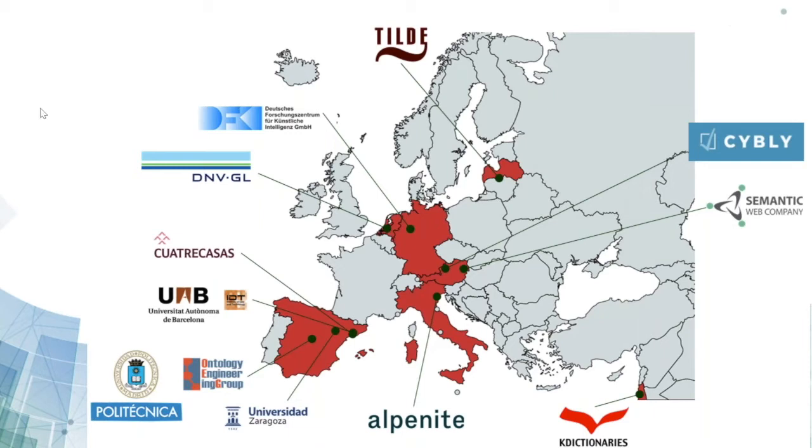Then from the Netherlands, we have in the team the industrial certification company DNV GL. Then the German Research Center for Artificial Intelligence in Berlin. From Latvia, the language technology company Tilde, specialized in machine translation. And then we have two partners from Austria, Cybly, a legal tech company, and Semantic Web Company, provider of semantic technologies. And finally, Engineering, an Italian system integrator company. So 11 partners on the whole.